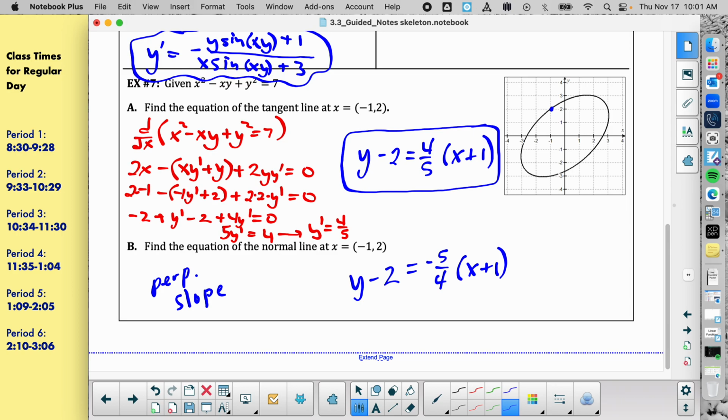So the tangent line would look like that. Well, that actually came out way better than I thought it would. The normal line would look like that.